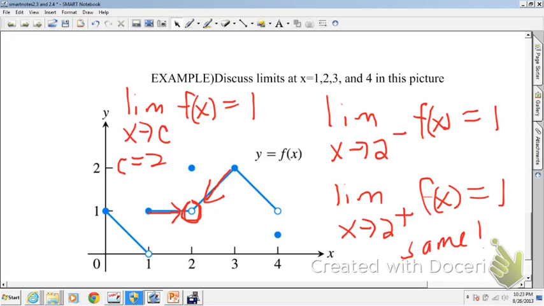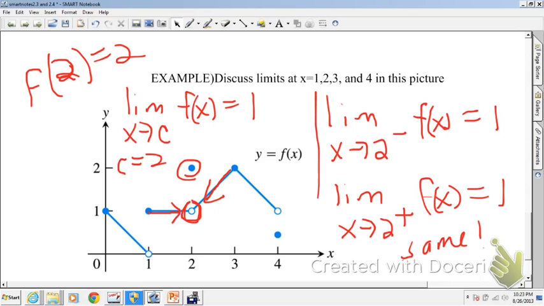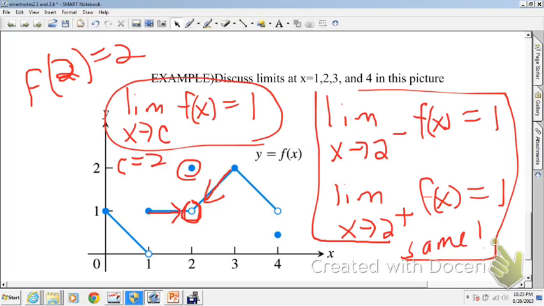Now, you might be saying to yourself, yeah, but the functional value itself, f of 2, what's f of 2? Well, f of 2 is equal to 2. And you may be thinking, hey, the functional value itself is something different. And that's right. Later we're going to ask, is the function continuous at 2? It is not continuous at 2, but we haven't discussed the continuity test yet. That's coming later. It has a removable discontinuity at 2. But at least we know that the left-hand and right-hand limits are the same, and that the overall limit exists.